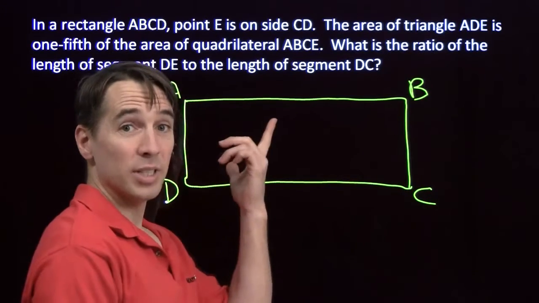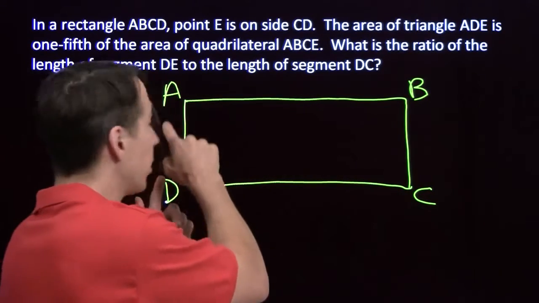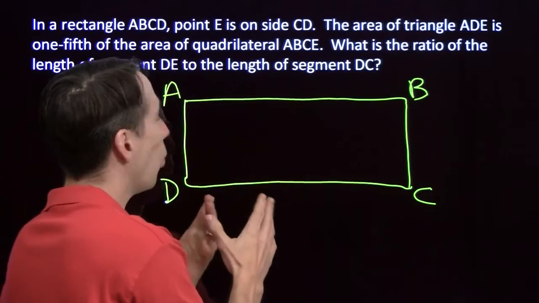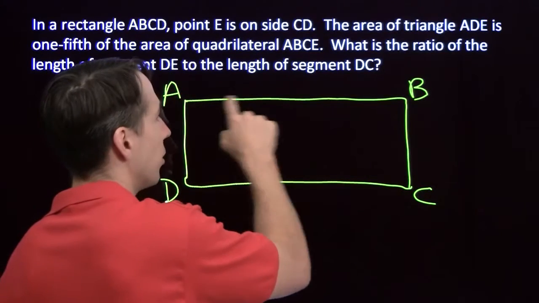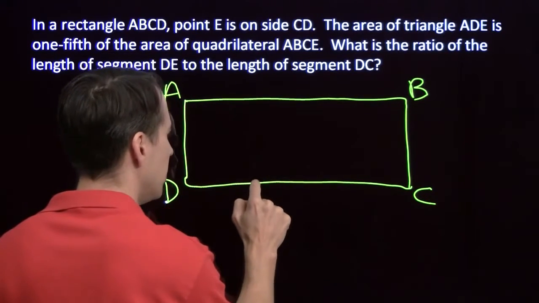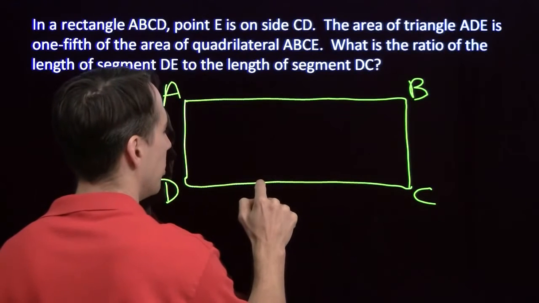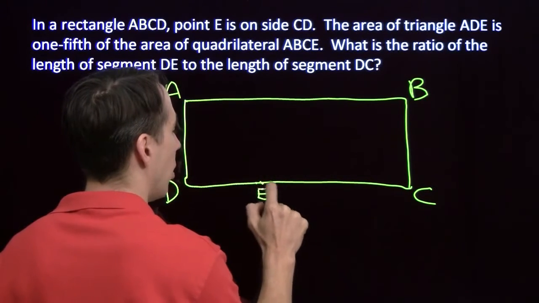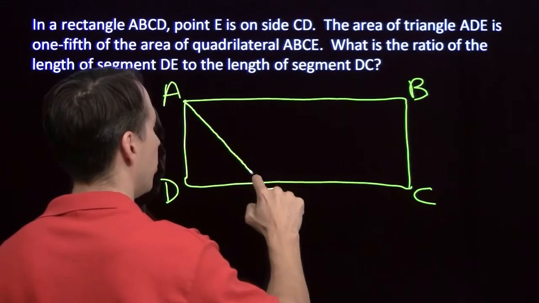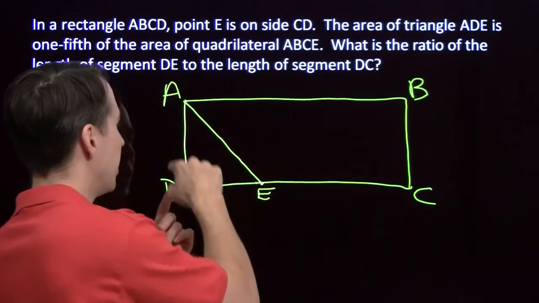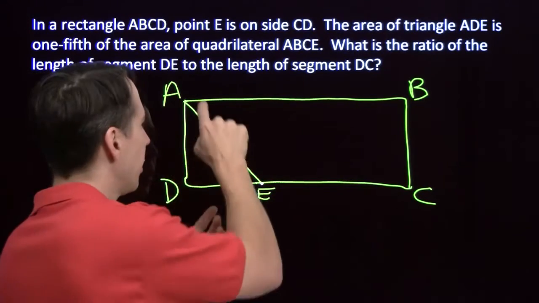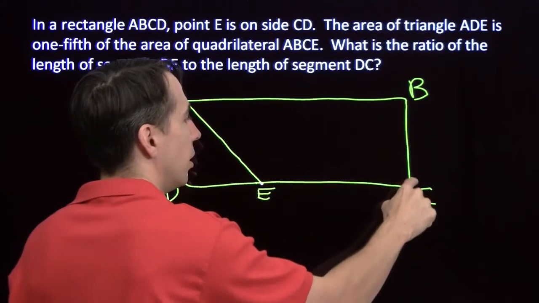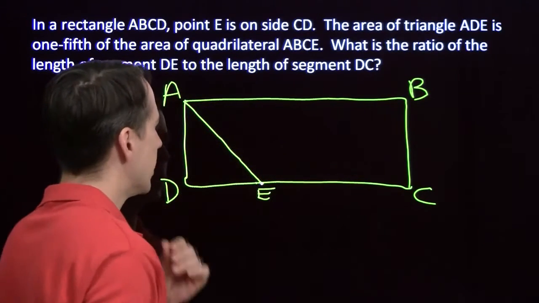and point E is on side CD such that the area of triangle ADE is 1/5 of the area of the quadrilateral ABCE. So E is going to be pretty far over here, I think. Maybe call it right there. We'll call this E, and we'll go ahead and build that triangle. And we're told that this triangle is 1/5 the area of this quadrilateral out here.